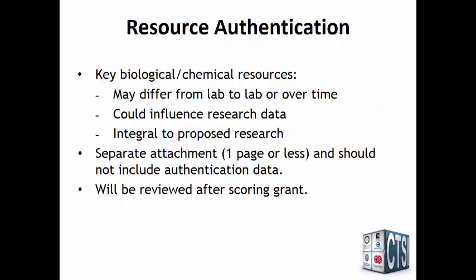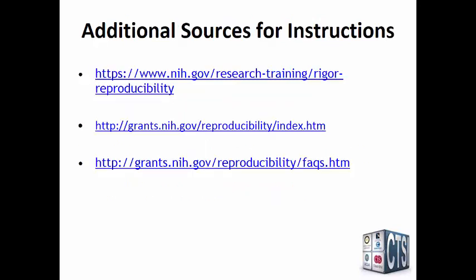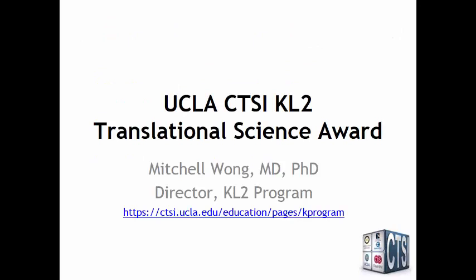Resource authentication is outside the 12 pages of your grant, but you should identify any key biological or chemical resources that you're including in your study, and that's a separate one-page attachment. And I just included some specific links so that you can read more if you have any questions.